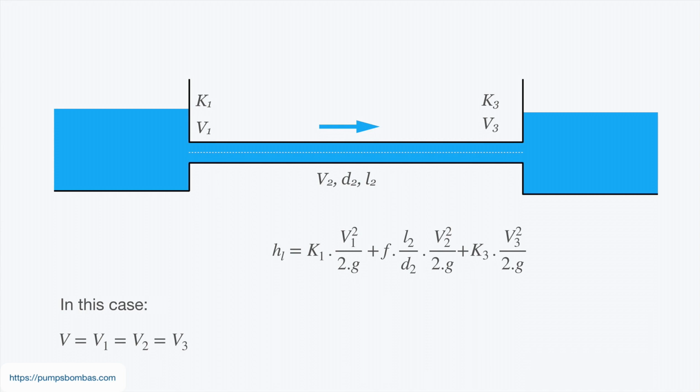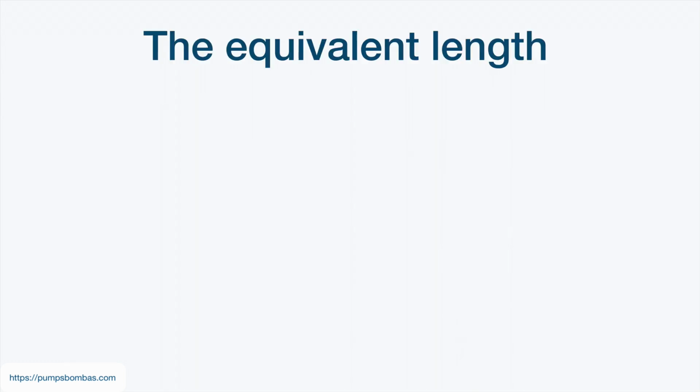In this case, we have that velocity is the same at every one of these accessories of the pipe. So we can simplify the equation, and it's important to see the equation in this way that I'm showing now, as HL is equal to the sum of the resistance coefficients K1 and K3 plus f multiplied by L over D, multiplied by kinetic energy.